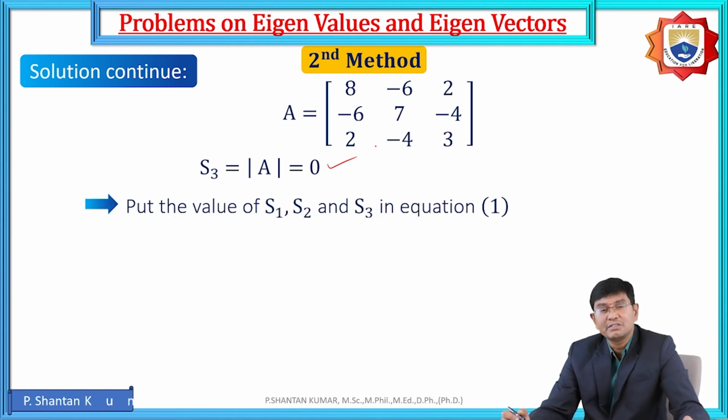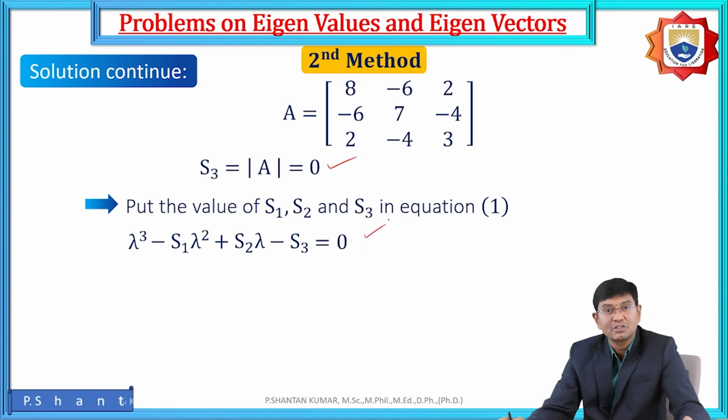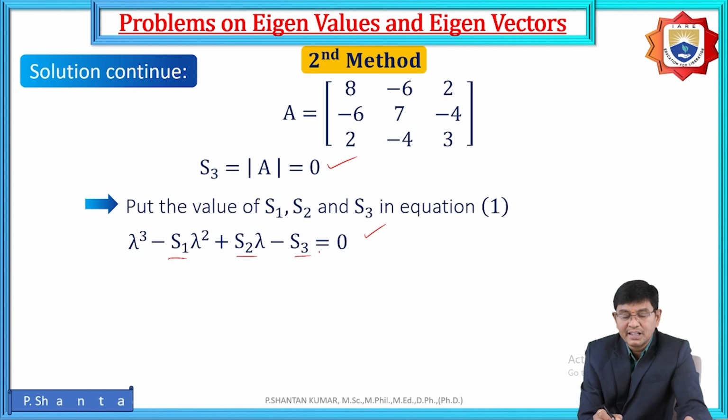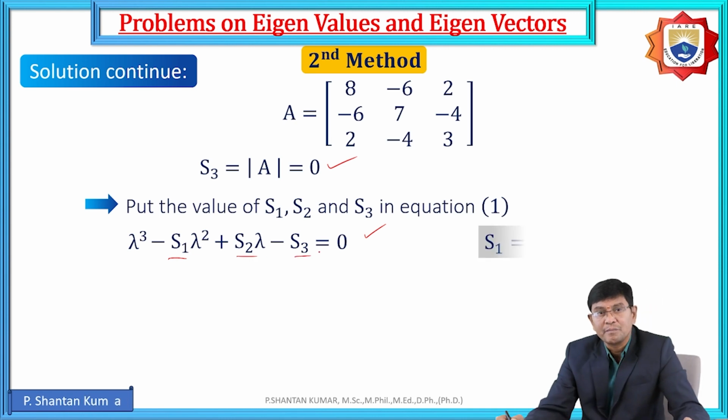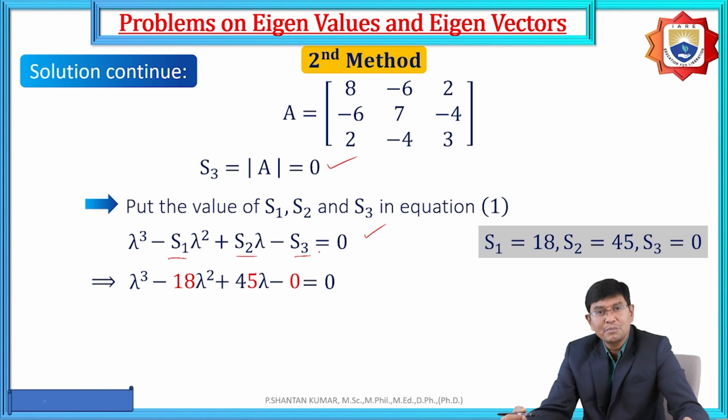As we know, the characteristic equation is lambda cube minus S1 lambda square plus S2 lambda minus S3 is equal to 0. We already have S1, S2 and S3, so we can replace these values in this equation. Here S1 is equal to 18, S2 is equal to 45, and S3 is equal to 0. Replacing these in the third order equation, we get lambda cube minus 18 lambda square plus 45 lambda is equal to 0, because S3 is equal to 0.